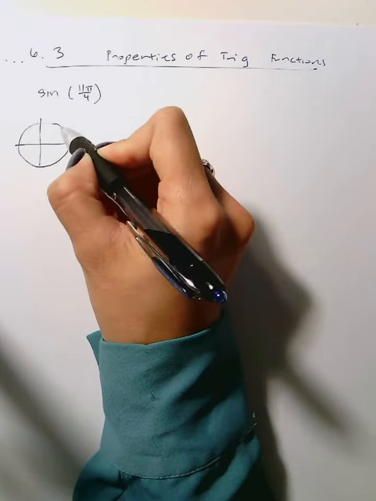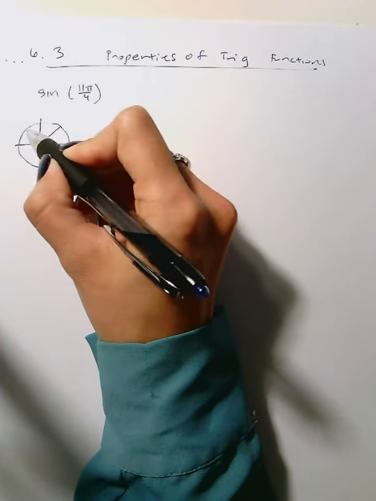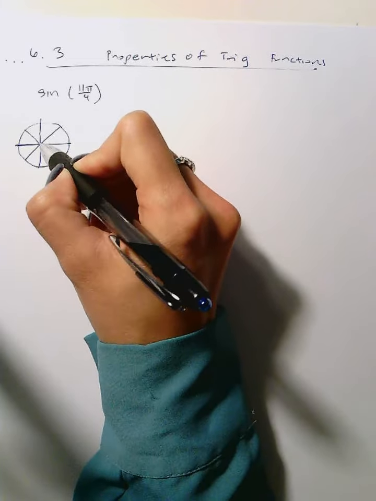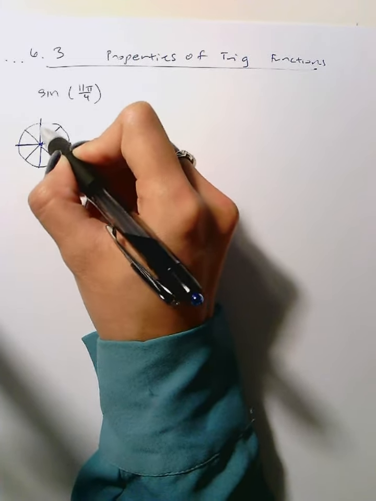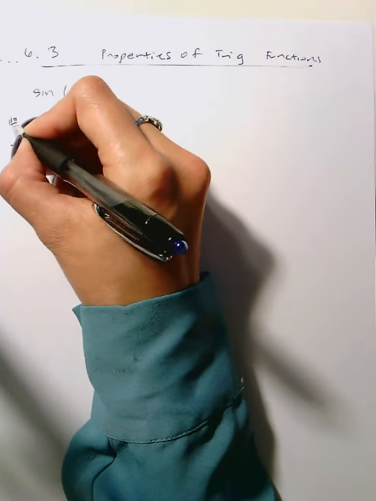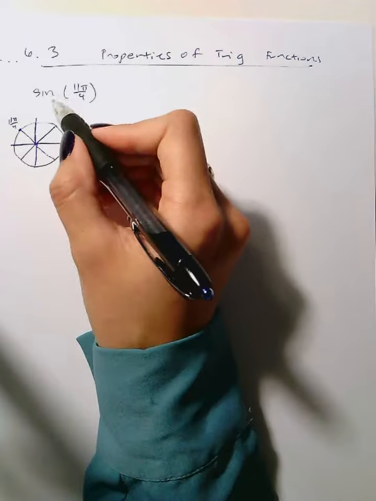So this piece is pi over 4, 2 pi over 4, 3 pi over 4, 4 pi over 4, 5 pi over 4, 6, 7 pi over 4, 8 pi over 4, 9 pi over 4, 10 pi over 4, and 11 pi over 4. So 11 pi over 4 lands right here. So then we found the sine value.